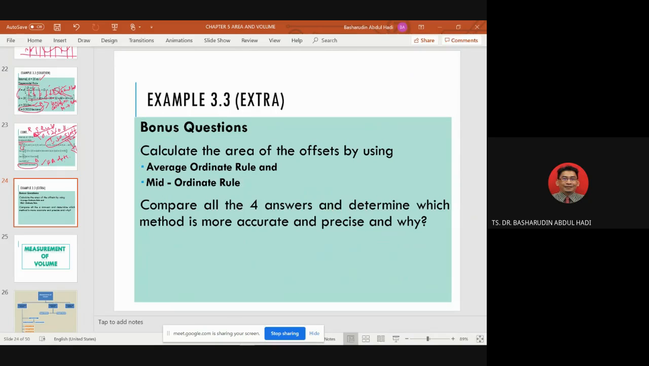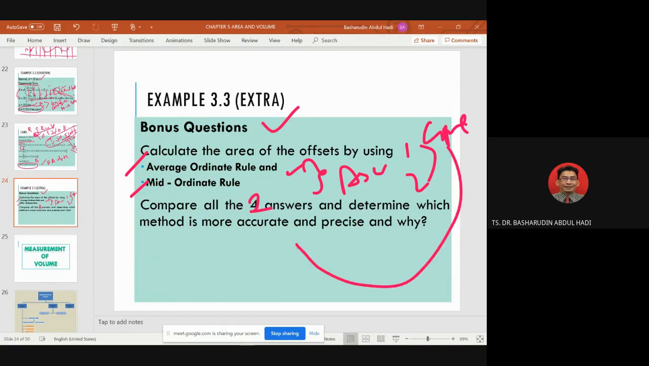Okay, this one is a bonus. You try. Bonus question: calculate the area of the offset using the average ordinate rule and the mid-ordinate rule. Compare the two answers and determine which method is more accurate and precise, and why. So you justify. This is another mathematical model to get the area. You can Google the average ordinate rule and mid-ordinate rule, or look in a textbook. Then you should get answer 1 and answer 2. Compare them, write down your findings, and determine which method is more accurate and precise and why.